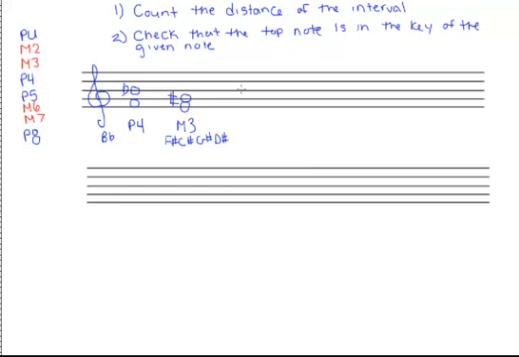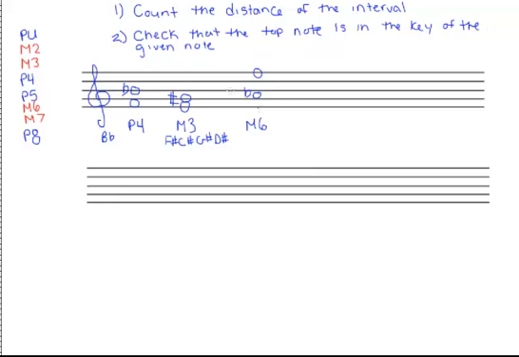One more example. So we're given an A flat, and we're asked to write an interval that is a major sixth above. Okay, so first step, A flat, so 1, A, 2, 3, 4, 5, 6. We count up 6 note names, and we come to an F.